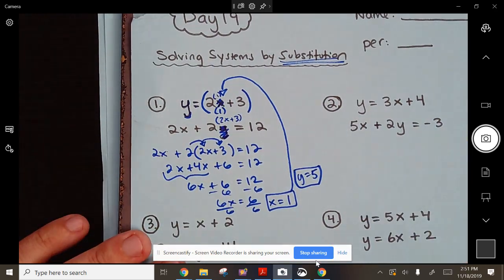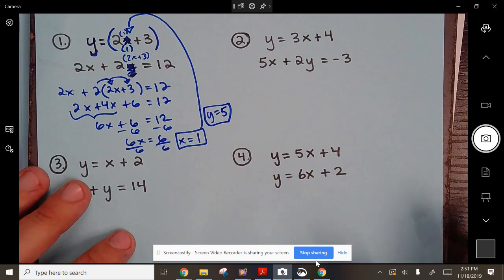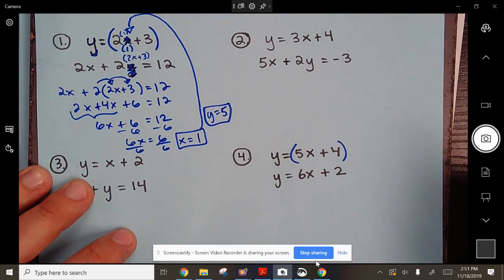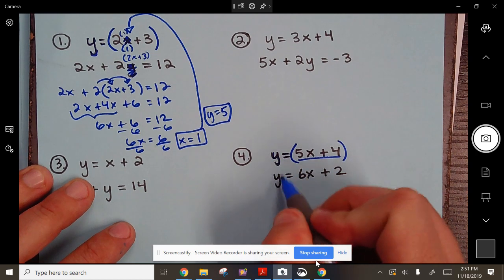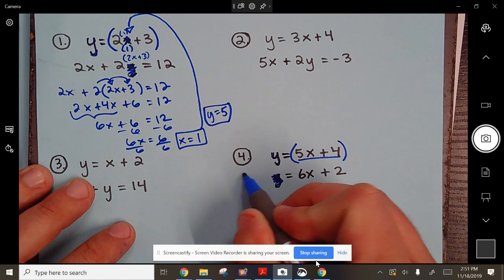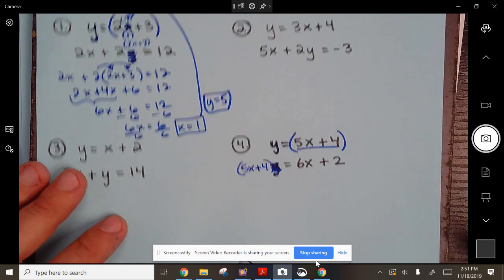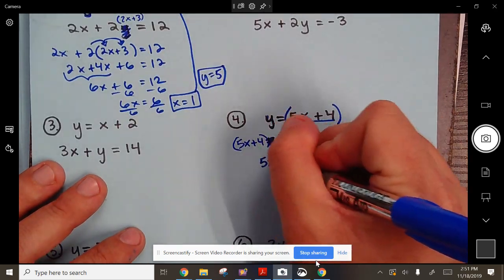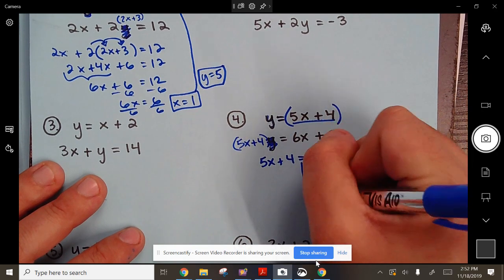Okay? Let's do number 4. Where am I going to put this? What does all this equal? It equals y, so wherever I see y, right here, I'm going to put 5x plus 4. Now this is a little different. 5x plus 4 equals 6x plus 2.